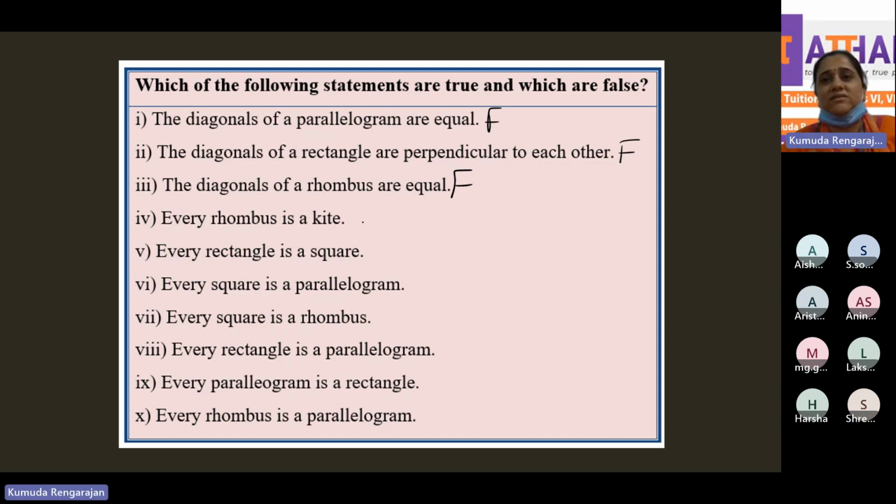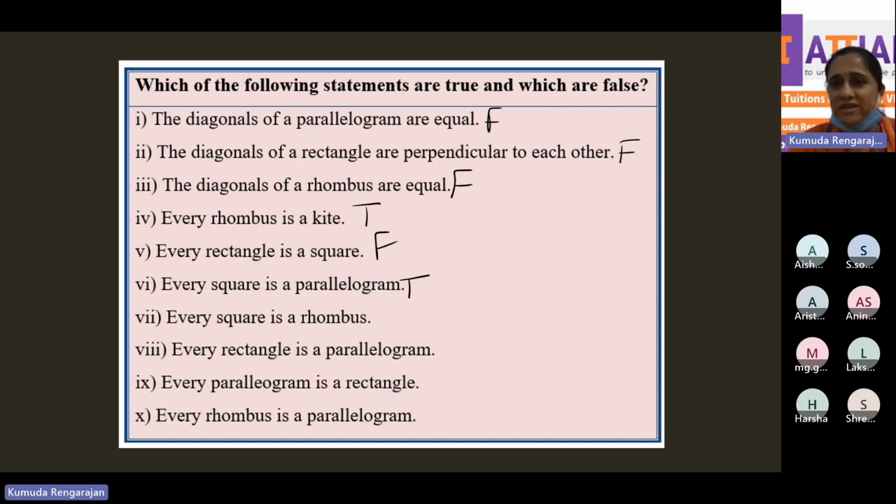Every rhombus is a kite. True. Every rectangle is a square. False. Every square is a rectangle. Yeah, every square is a rectangle. Every rectangle need not be a square. Every square is a parallelogram. Yeah, every square is a parallelogram. Every square is a rhombus.